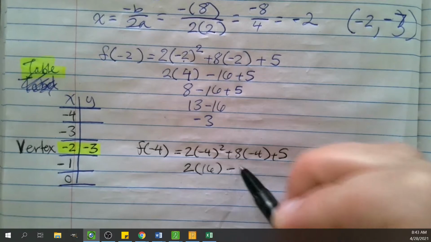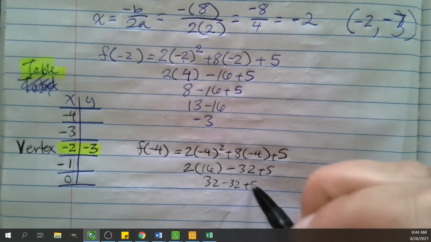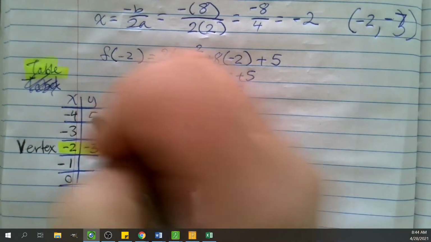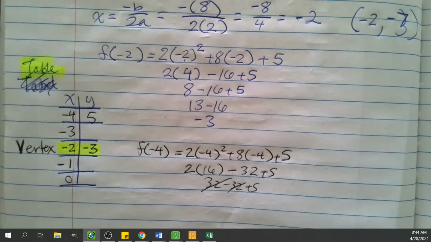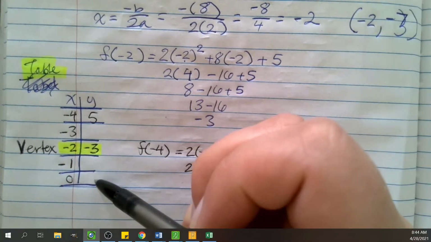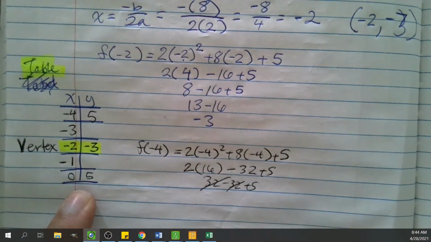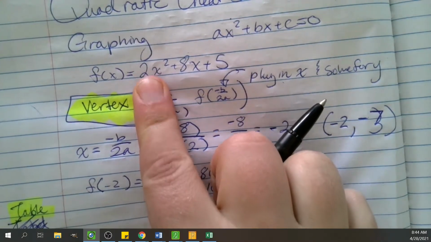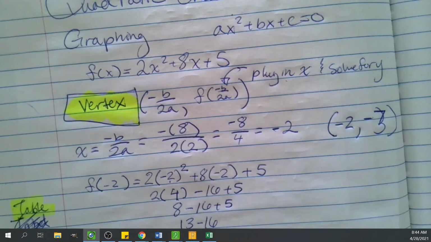So I'm getting -32. I'm getting 32, take away 32. So I'm getting 5. If this one's 5, what's this one going to be? 5. Easy way to check? It's 0. Anything with an x is going to go away. That's going to be 0. That's going to be 0. What's the only thing left? 5. That's easy.